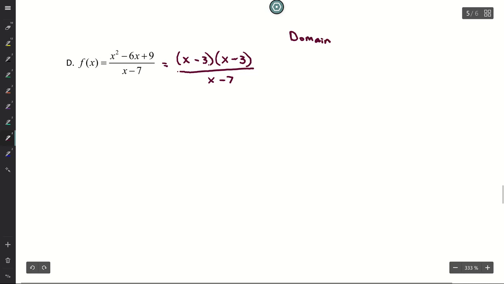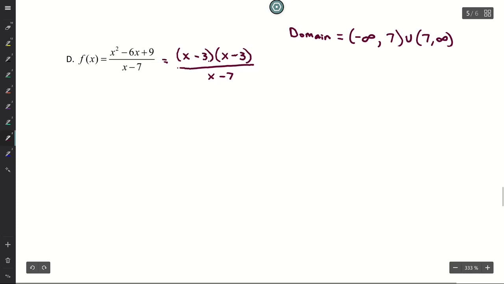By the way, if you did have a hole, you would still want to consider that hole as being somewhere you couldn't have relative maxes and mins. So on this one, the domain would be everything except what would make the denominator 0, which would be 7. So there's that.